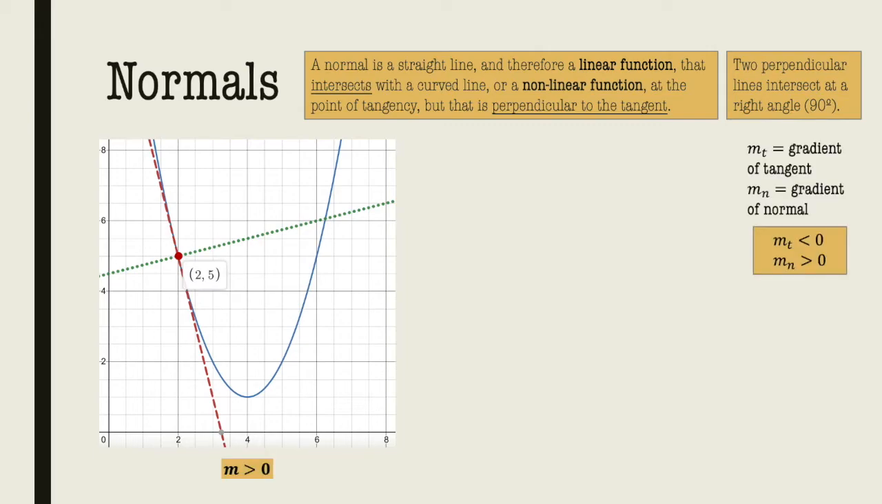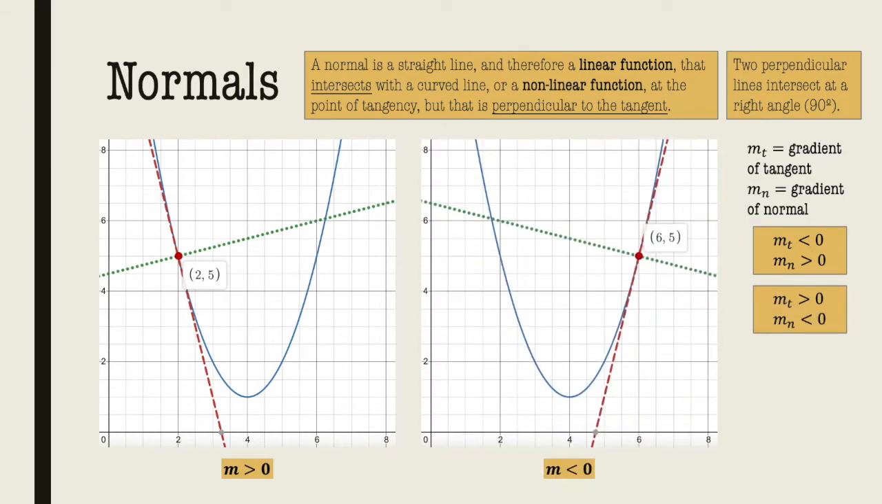The gradient of this normal is positive, while the one of the tangent is negative. It may be the other way around as well, with the normal having the negative gradient while the tangent has a positive one. That is always the case, in fact. Furthermore, if the gradient of the tangent is 0, the normal will have a gradient of infinity, or undefined on calculators, and vice versa. At last, we must now learn how to find these normals.